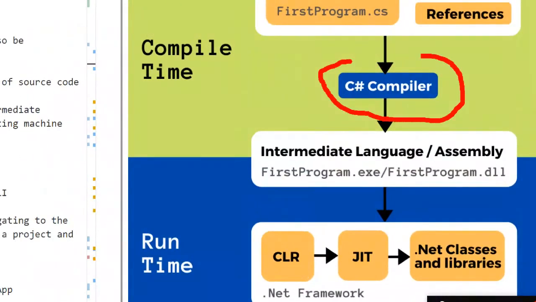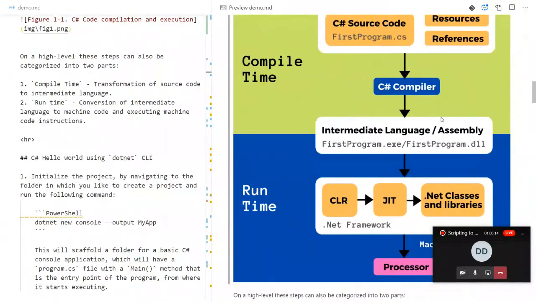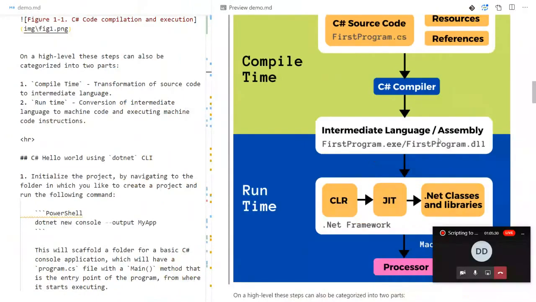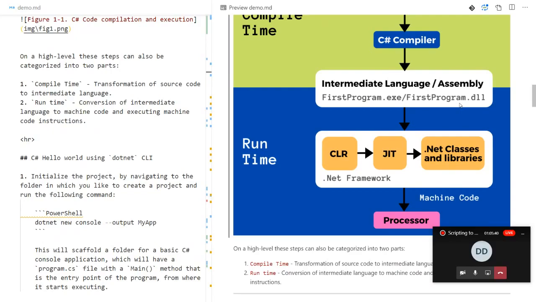What the C# compiler does is translate my high level programming language into an intermediate language or assembly. So now my program firstprogram.cs will be converted into firstprogram.exe or firstprogram.dll, depending upon my project settings. Depending upon my project setting, it will automatically convert it into whatever output type I choose. But exe and dll are often the default types.